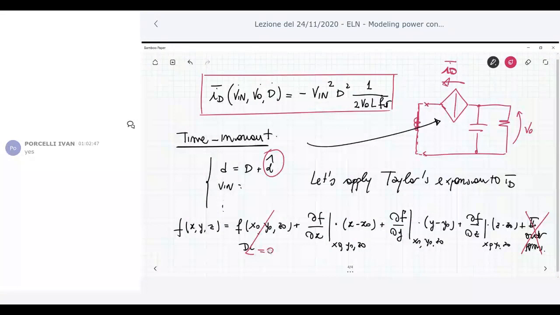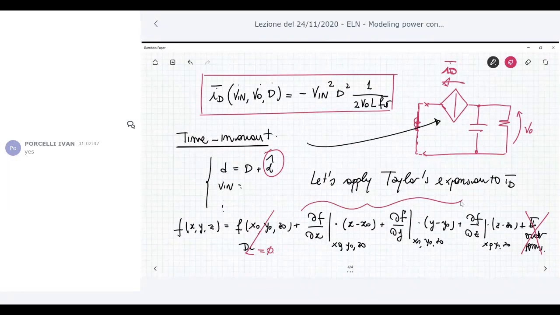This is something that is done, for example, when I look at the small signal circuit and I put to 0 the V in voltage. So just look at these 3 partial derivatives, and I have to find out these quantities.